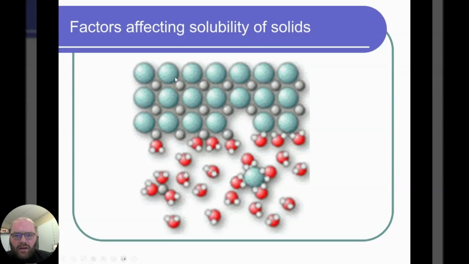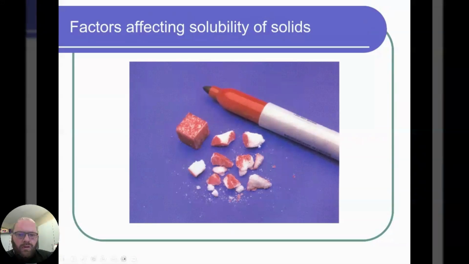Here you have a solid that's a few layers of atoms thick, but only this surface layer will actually come into contact with the solvent, these water molecules. So these guys that are up here, deeper inside the chunk of solid, whatever it happens to be, won't come into contact with the water until all these on top of it are gone. So what we do is we break it apart.